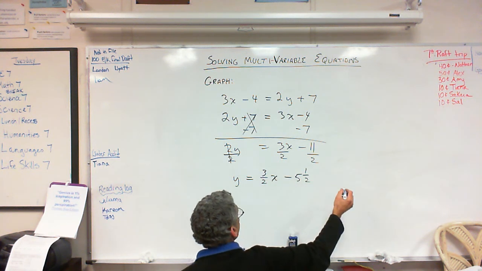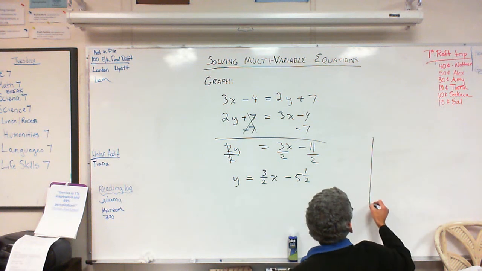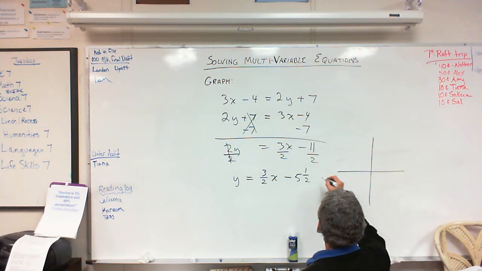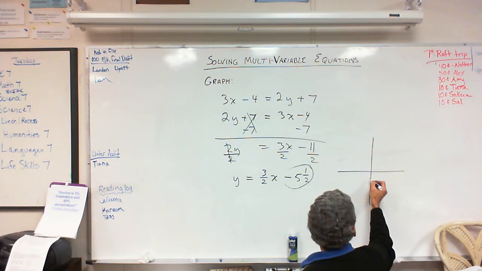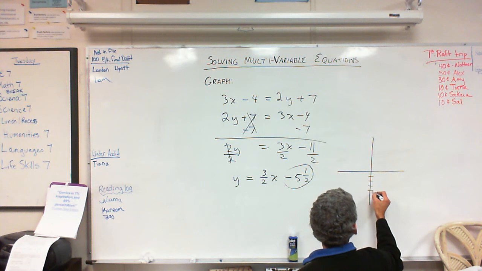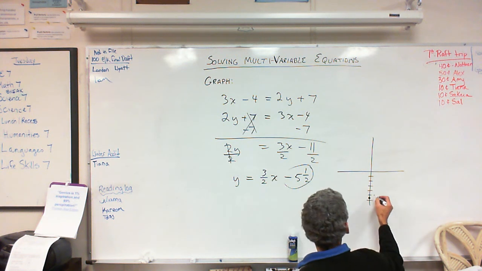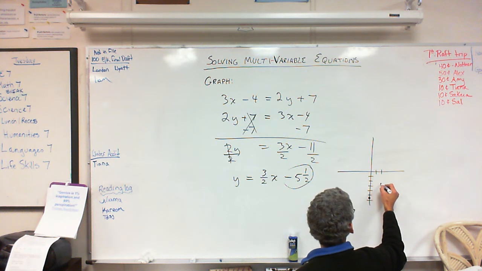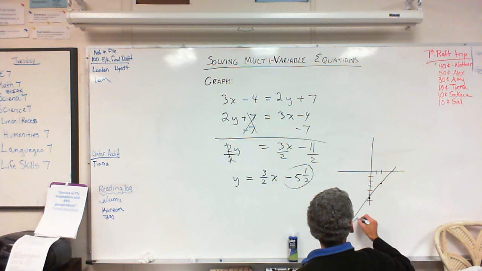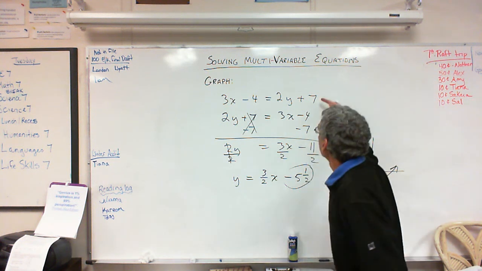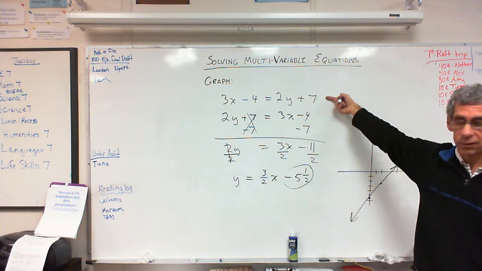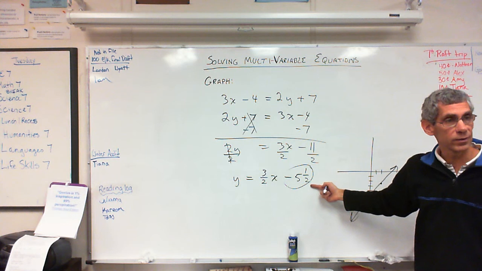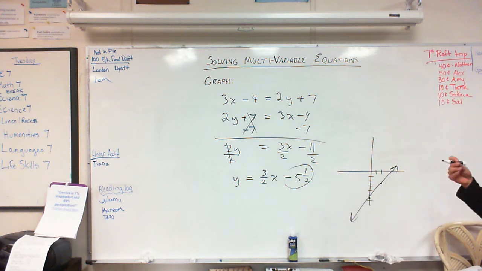5.5. So I go over here and go negative 5.5, 1, 2, 3, 4, 5, 6. There's 5.5. And then I go up 3 over 2, up 3, over 2. Put a dot there, and I just graphed it. So I went from this mess to something quite useful that I can graph quite easily.